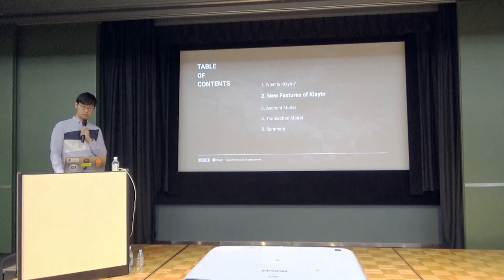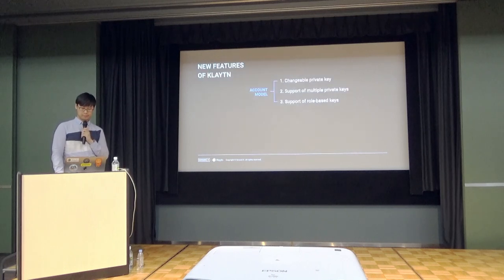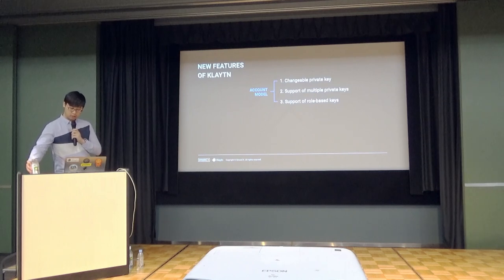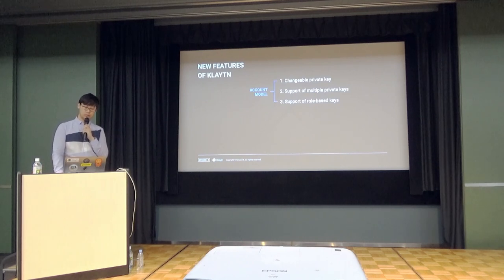So let's talk about how we designed the new features of Klaytn. First, we let you change your private key. If you expose your private key, you can change it and continue to use your account number. And also, we support multiple private keys on the platform level, so you don't need to know how to create and use a smart contract for the multi-sig mechanism. And also, we found that there are several roles in an account when you design an account model, so you can assign separate keys to each role, and you can control the account more specifically.